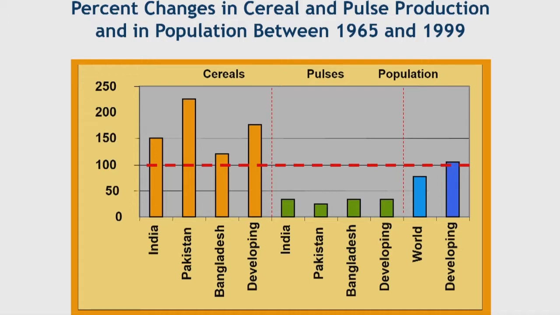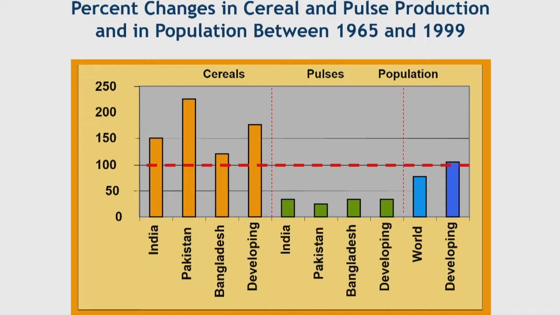But I want to draw your attention to the green bars. That's pulse production. Pulse production increased only by 25%. It increased, but it didn't keep pace with population growth. Now, that's only a marker for vegetables, fruits, animal products. If I'd put the bars in for those groups, you'd see the same kind of pattern.